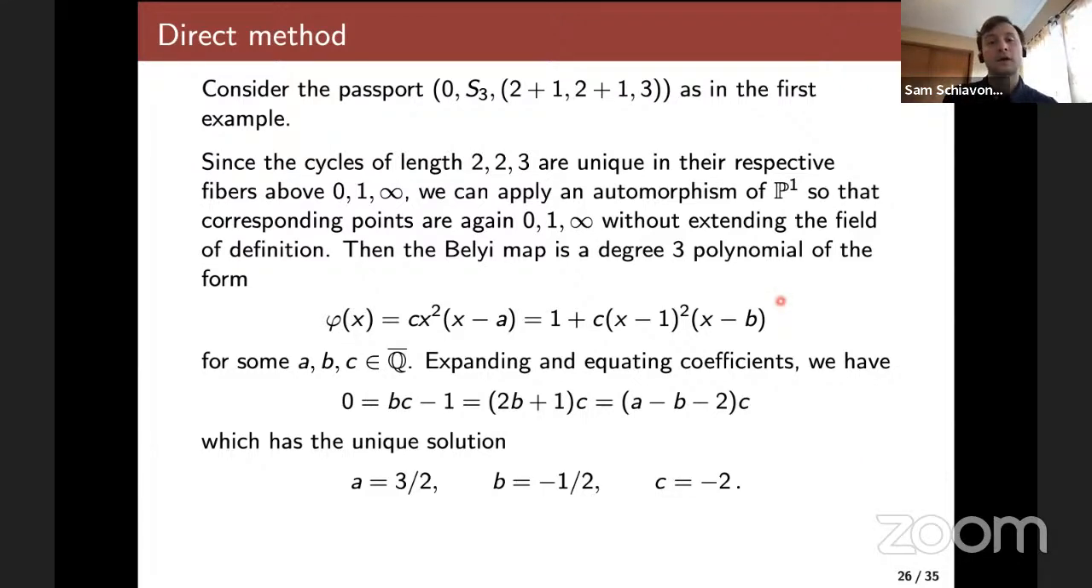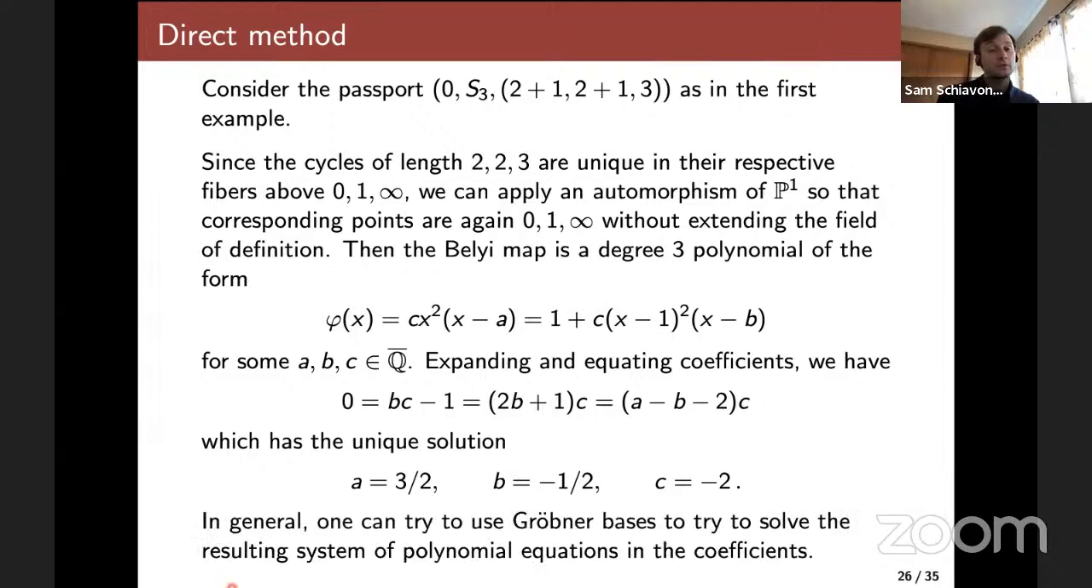So we write down a factorization of what the Belyi map has to look like using its ramification data above 0 and 1. This gives us a system of polynomial equations, which we then have to solve. In general, you can try to solve this resulting system using Groebner bases, but as the degrees get higher and higher, you're going to get more and more variables and more equations. And in the worst case, Groebner basis algorithms usually run in doubly exponential time. So this can be very slow and it can take up a lot of space.